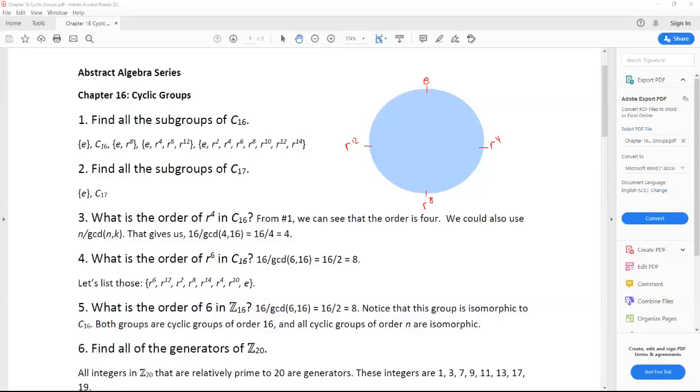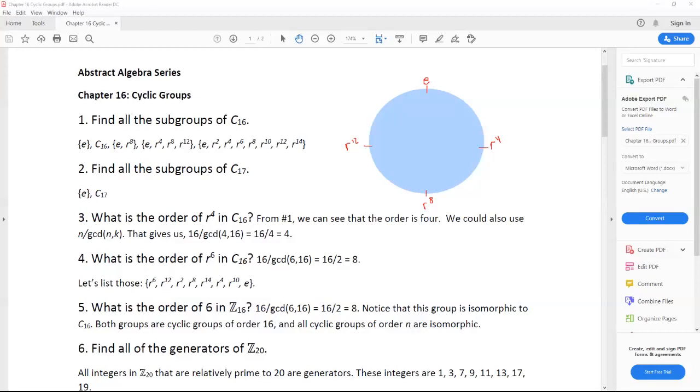Chapter 16 in the abstract algebra series is on cyclic groups, and problem number 1 says to find all the subgroups of C16. The order of C16 is 16. The order of any subgroup, rather, would have to divide 16.